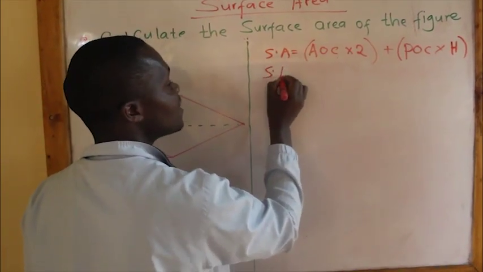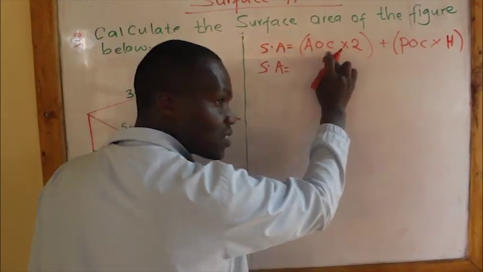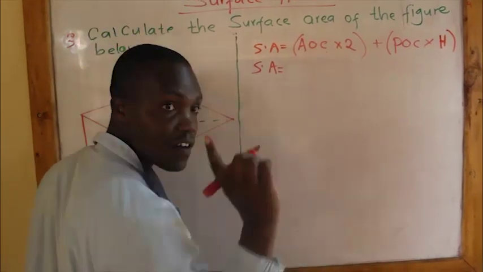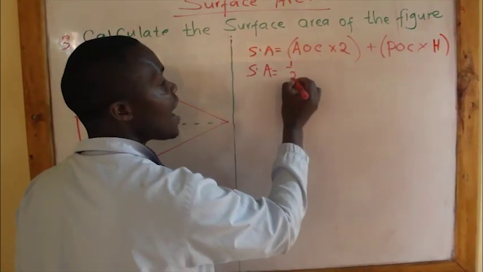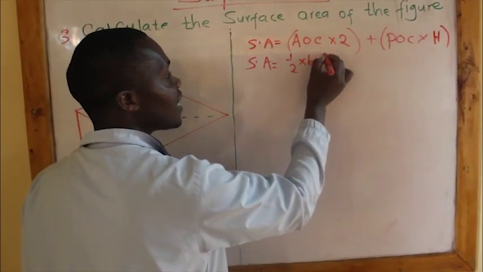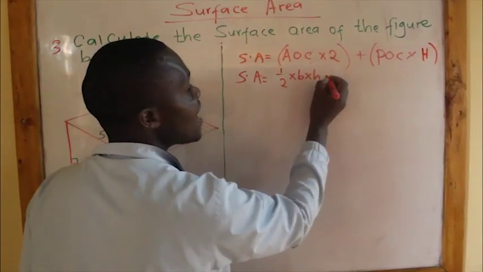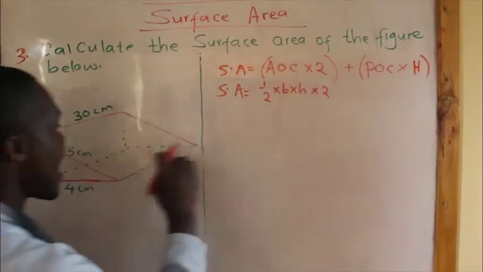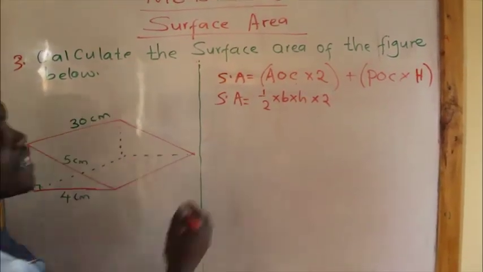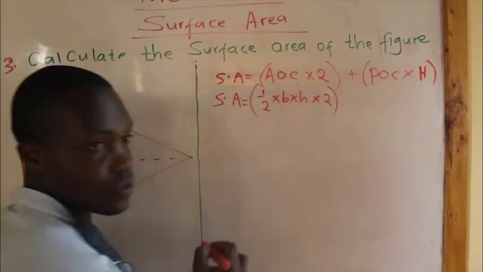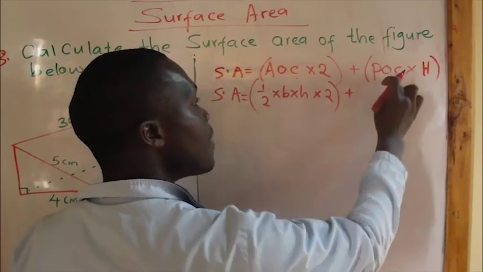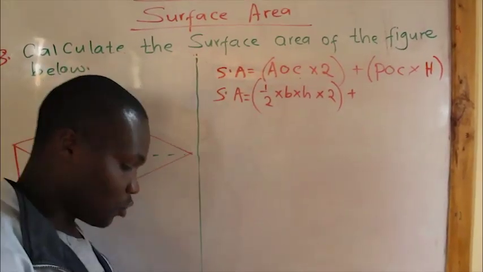So we write here, surface area will be the cross section, because it is a triangle, area of a triangle is half times base times height. I have interpreted my cross section. Then times 2. Why? Because there are 2 on the other side. You enclose. Then plus perimeter of the cross section.